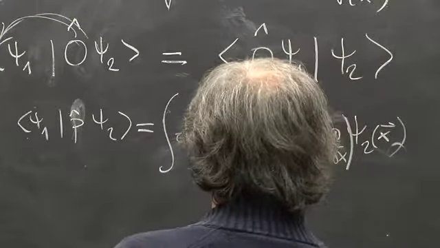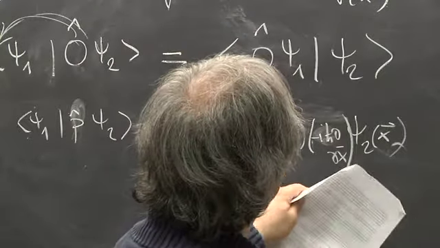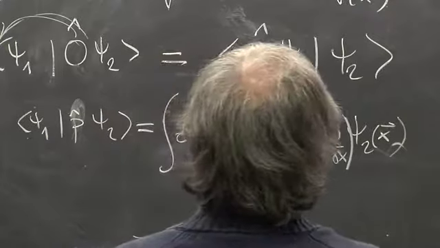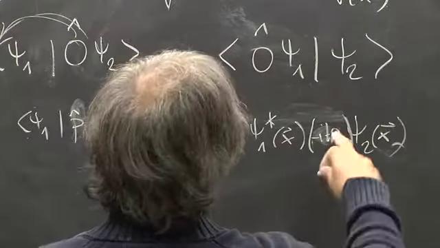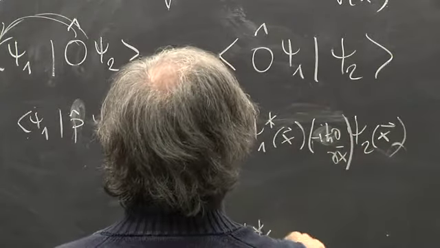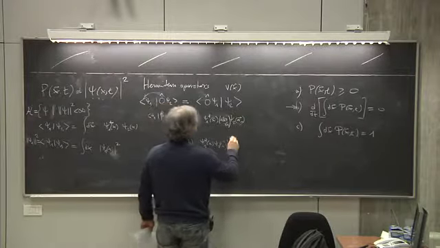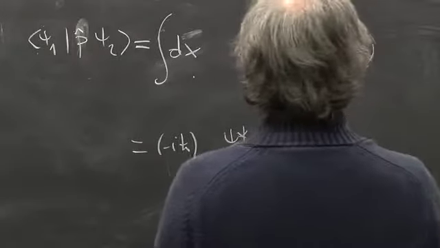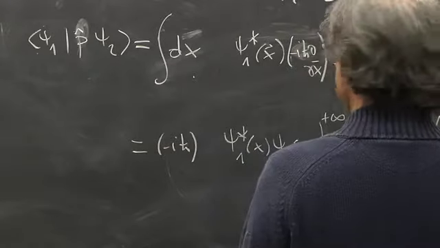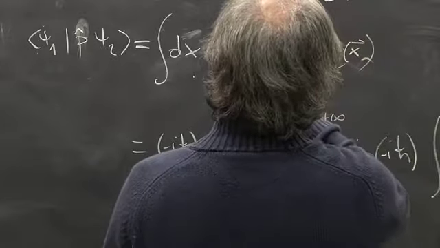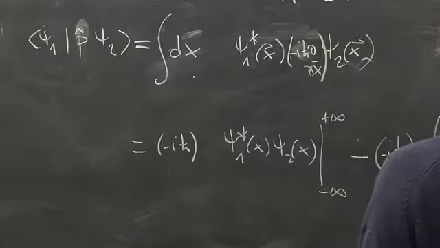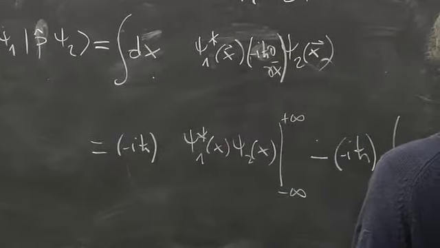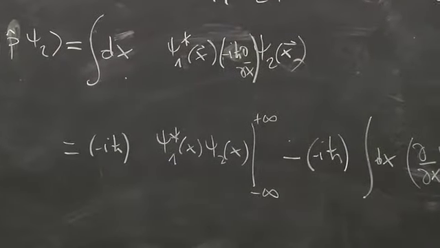When you have an integral with a function times the derivative of another function, you know that you can do integration by parts. So in a case like this, I know how to integrate this, so there's a minus i h bar. The integral of this is psi 2, so I have psi 1 star psi 2 evaluated between, say, plus infinity and minus infinity. Let's do it in 1D. Then I have minus the same object, now with the derivative appearing on the left-hand side. So I have here the derivative of psi 1 star times psi 2. This is integration by parts.